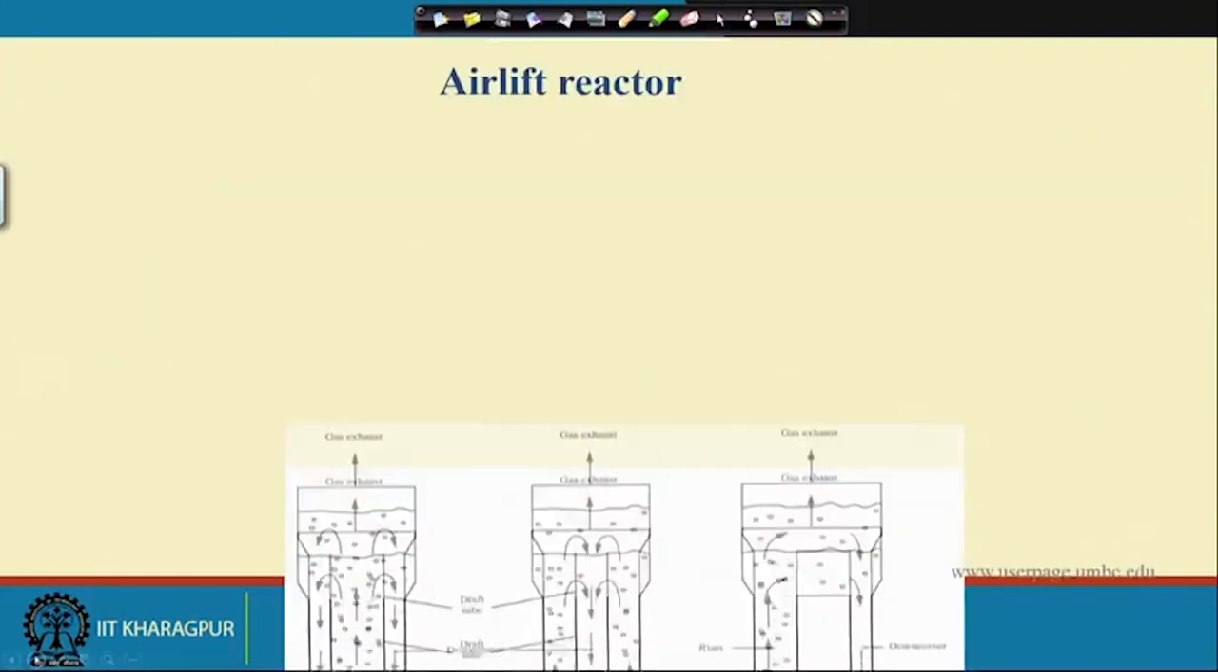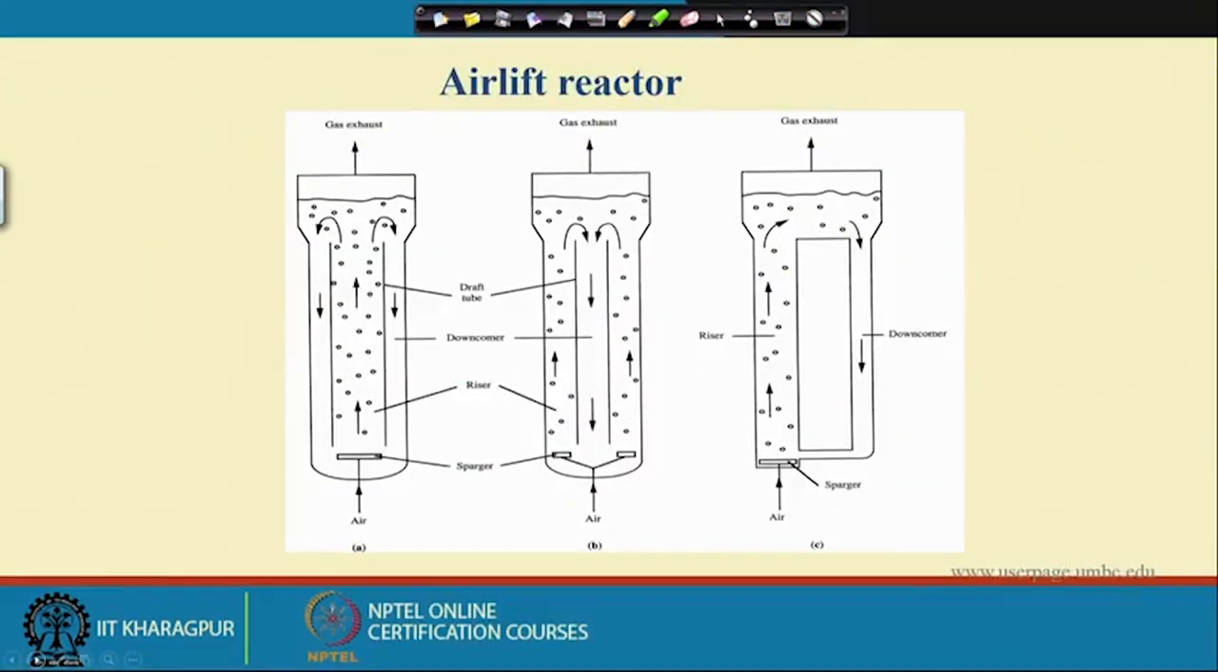These are the different types we have. As I told you here, if you do the aeration at the bottom, and this is the drop tube we have inside, then air will go out, and some of the air, due to the dragging force, will come into this annular area and recycle back.